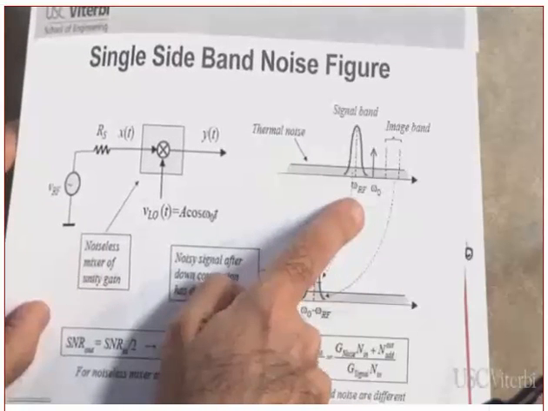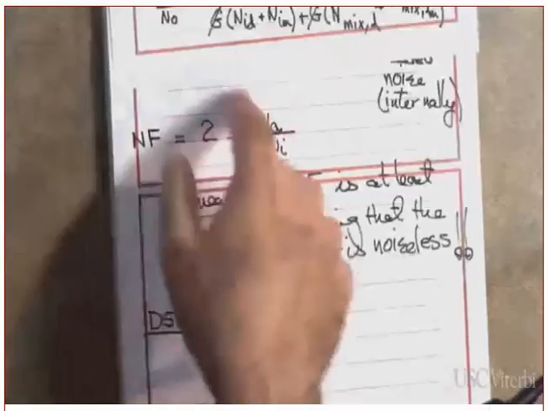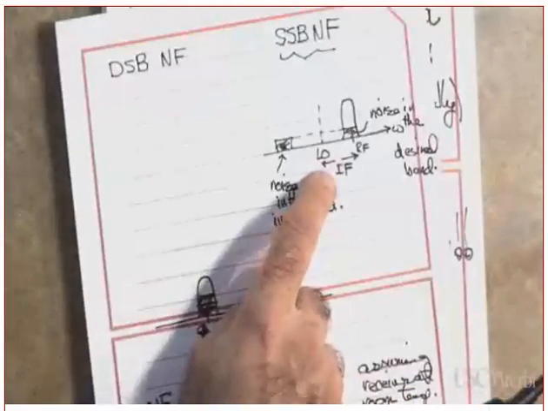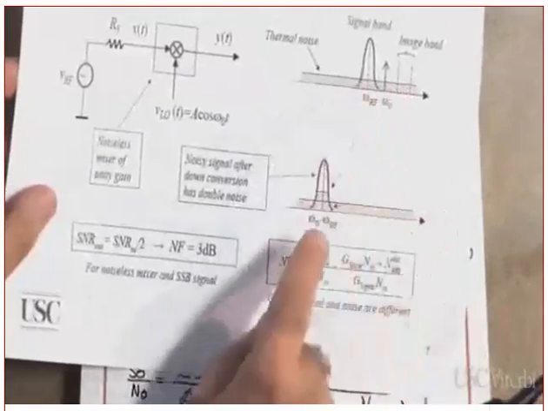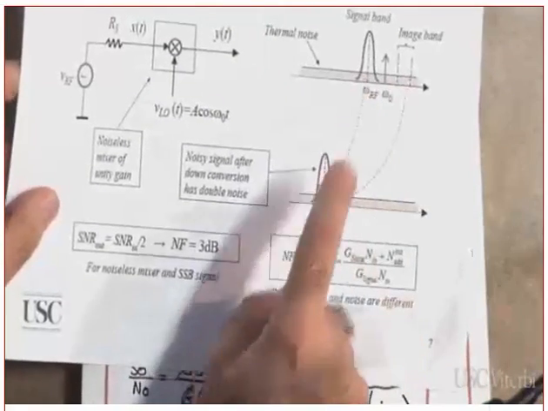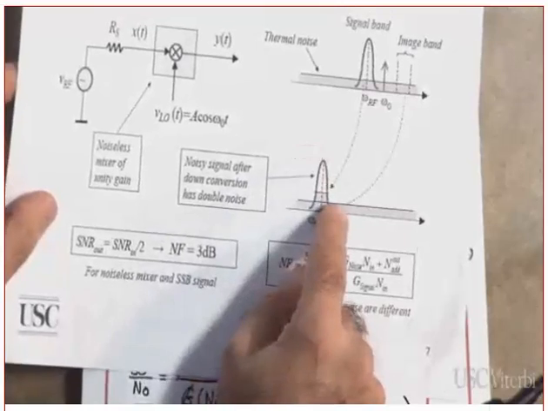This is a high side injection. Are you following me now? Whereas the one I showed you was a low side injection. Doesn't matter, it's the same thing. This one is empty. The noise has doubled, but the signal did not. Did you get this or not?